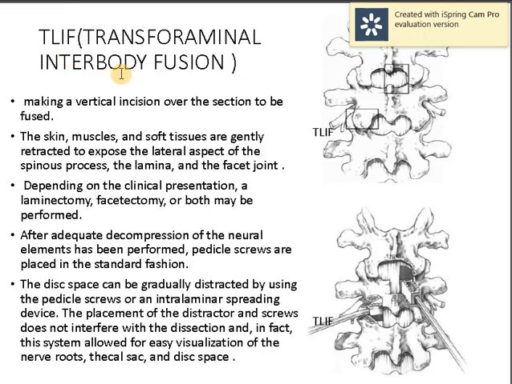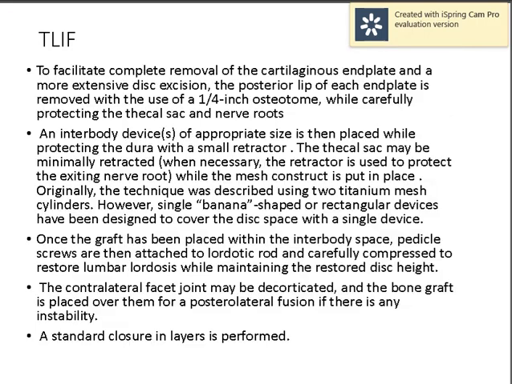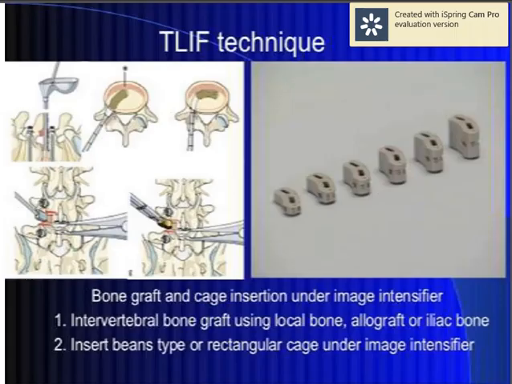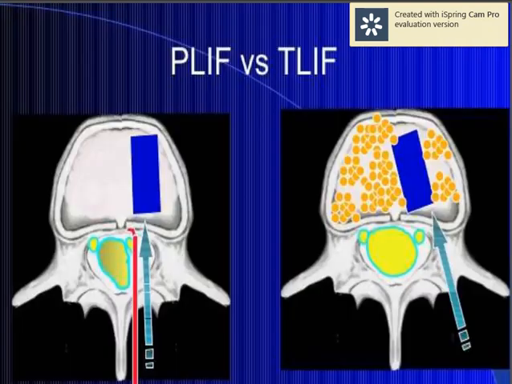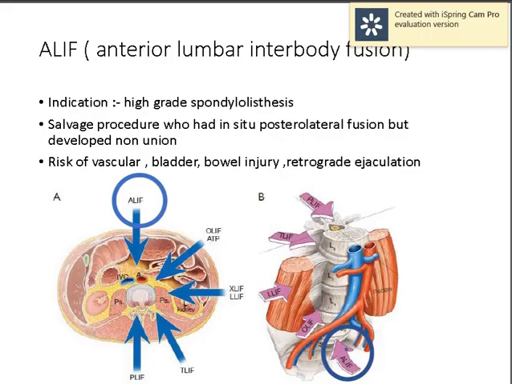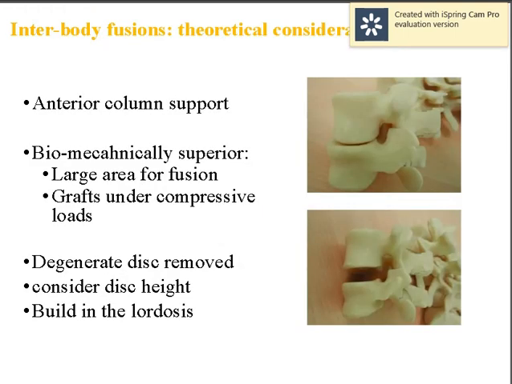Also there is another procedure called transforaminal interbody fusion. This is the transforaminal interbody fusion. This is the comparison between PLIF versus TLIF. Anterior lumbar interbody fusion. So there are lots of surgical procedures, and the main goal is to stabilize the vertebral segments.